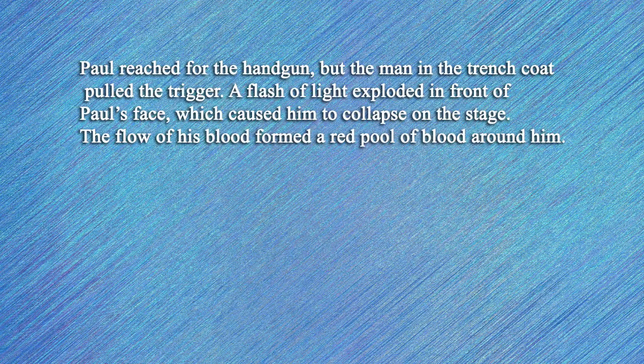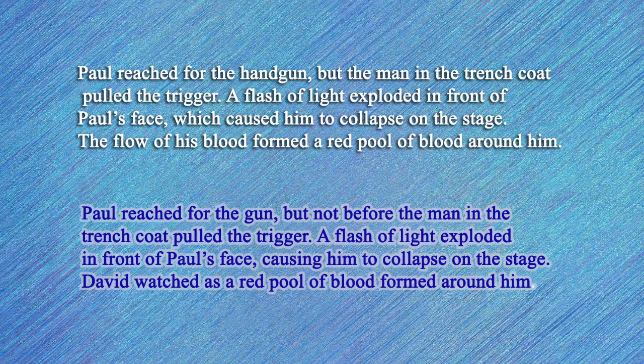Paul reached for the handgun, but the man in the trench coat pulled the trigger. A flash of light exploded in front of Paul's face, which caused him to collapse on the stage. The flow of his blood formed a red pool of blood around him. To me, these sentences read more along the lines of how someone would relay events to a friend. And that's okay in everyday speech, but in writing, we need to be more creative.